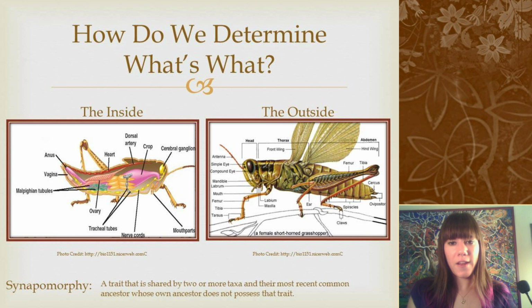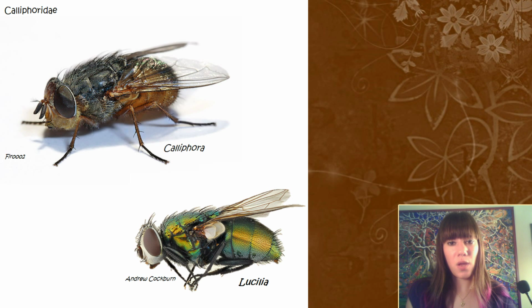Another reason why genetics aren't going to take over anytime soon is because they aren't as specific as we think they should be for species delineation. And this is especially true for really closely related groups, especially species in the same genus. A really great example of this is in calliphorids, or blowflies, which are really important for forensic entomology.